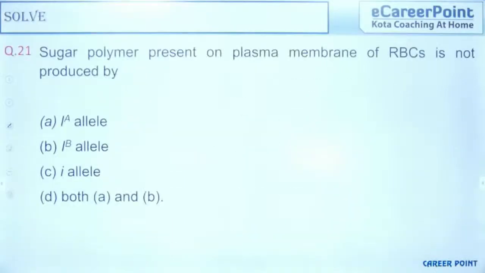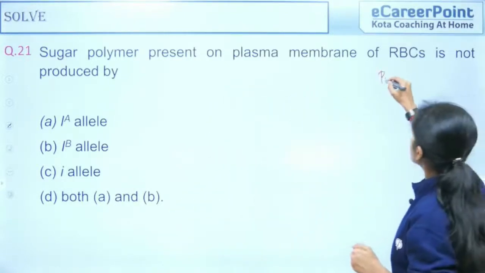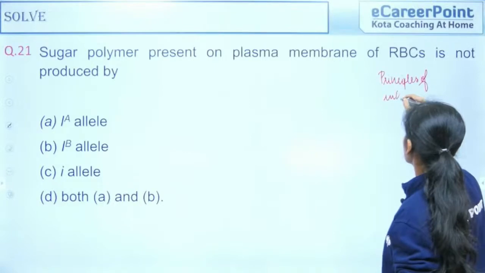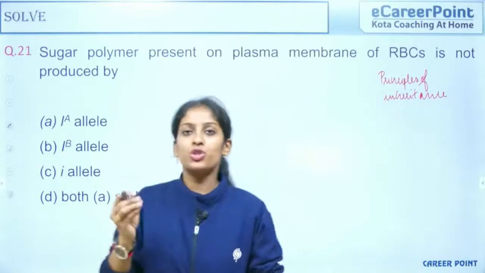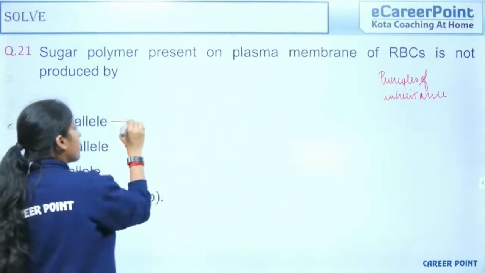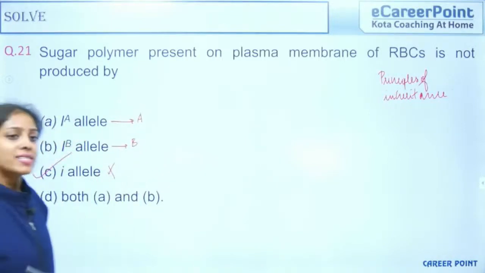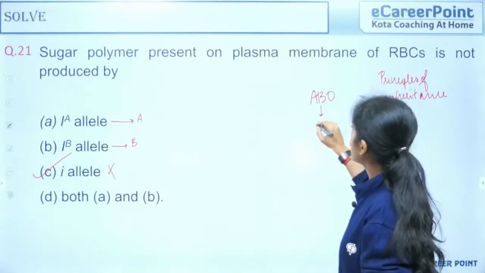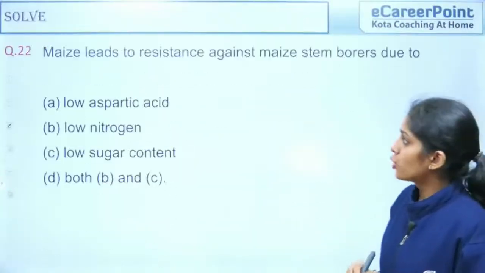So question 21: the sugar polymer present on the plasma membrane of RBC is not produced by? This is from the unit Principles of Inheritance and Variation, the Mendelian part, right? They are asking which is the recessive allele. A produces A sugar, B produces B sugar, i does not produce any sugar, so it is the i allele. The ABO blood grouping is coded for by one gene, that is gene I. Right, clear?